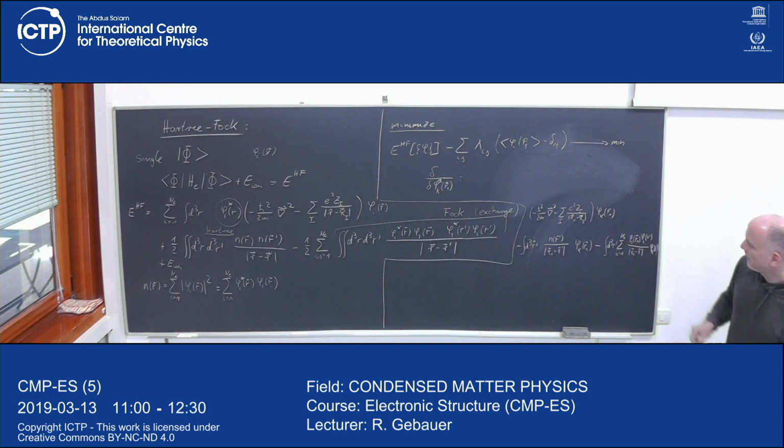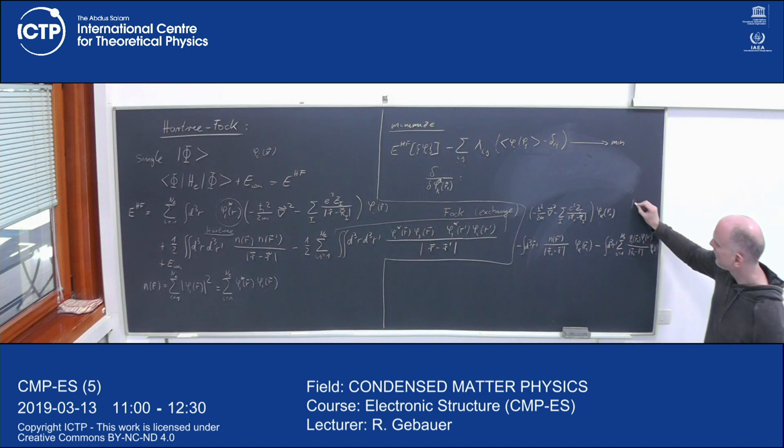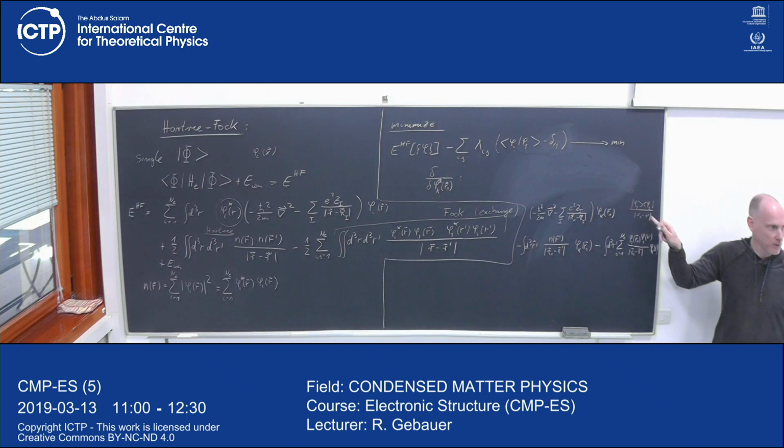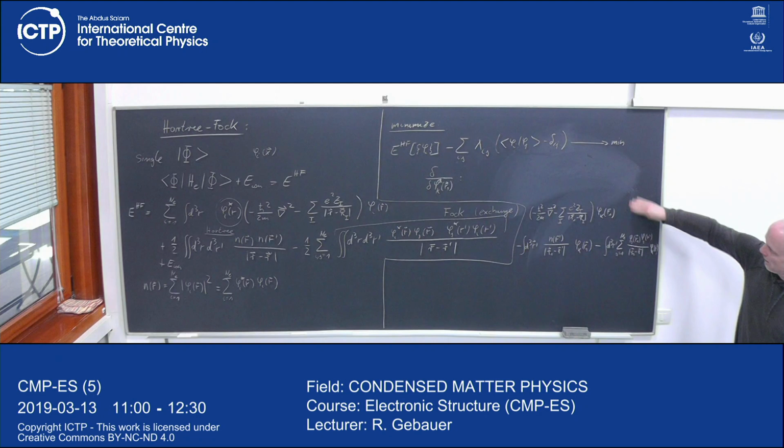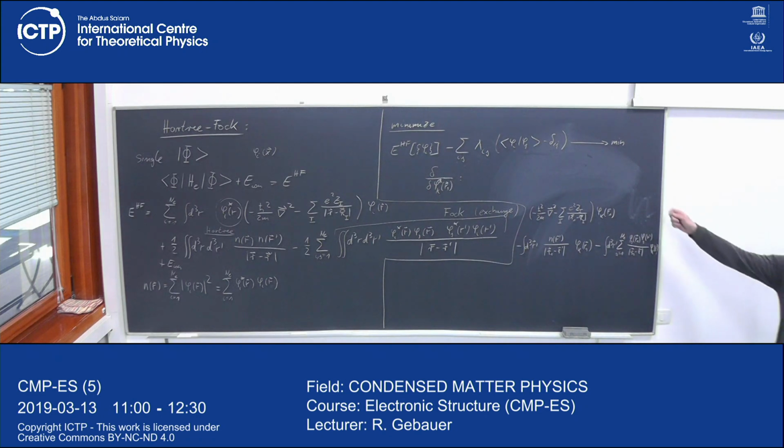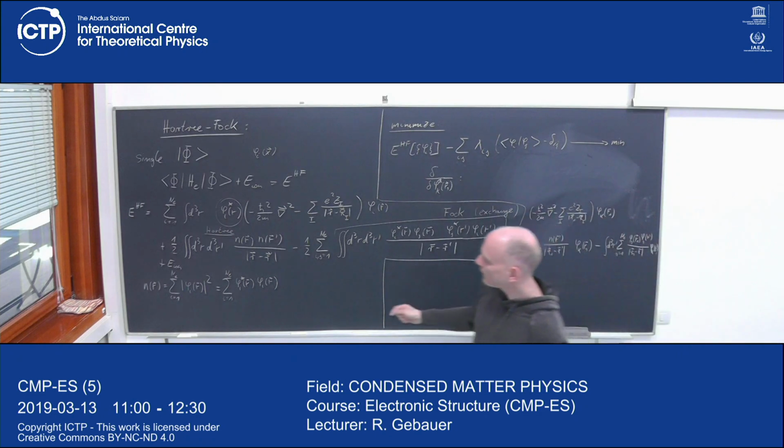Sometimes this is written in the shorthand notation as phi j divided by r1 minus r prime. I do not like this notation because here there is position notation and this is mixed. What is really meant is what I've written. So these are the derivatives of these terms.